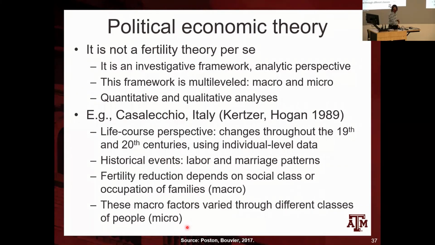The third one that's discussed in the chapter is the political economic theory. The political economic theory is not actually a fertility theory, as discussed in the textbook. It's more of a research strategy. So he calls it here an investigative framework, an analytic perspective. And in this case, it tries to link both macro and micro level perspectives. So there are different theories that try to explain fertility.